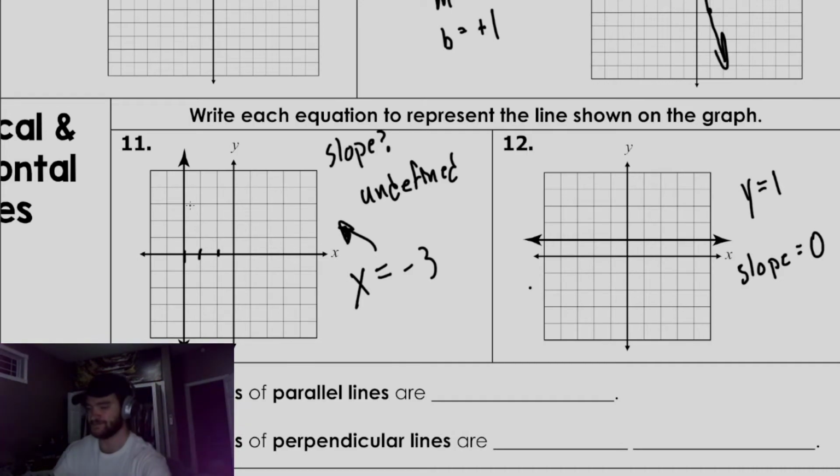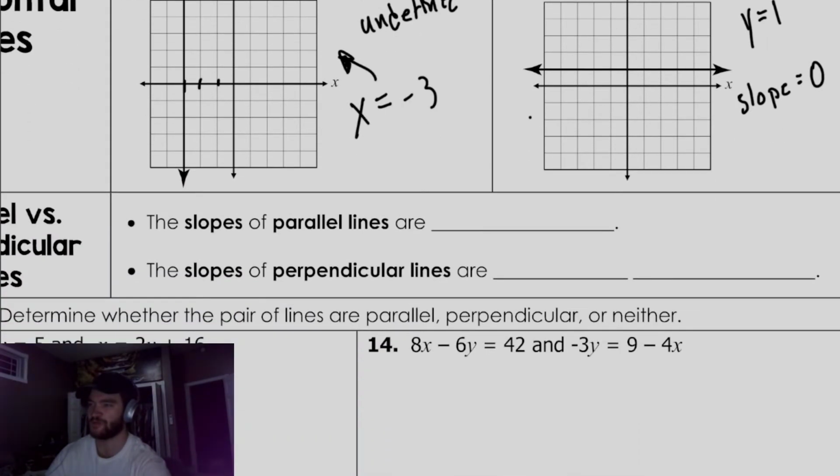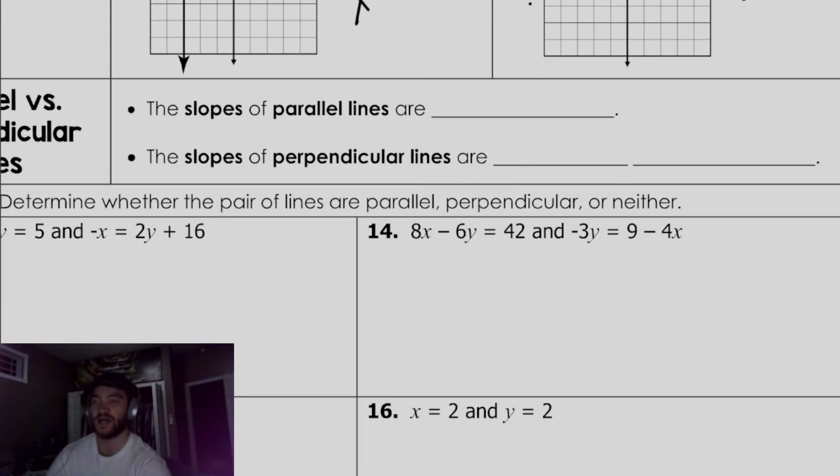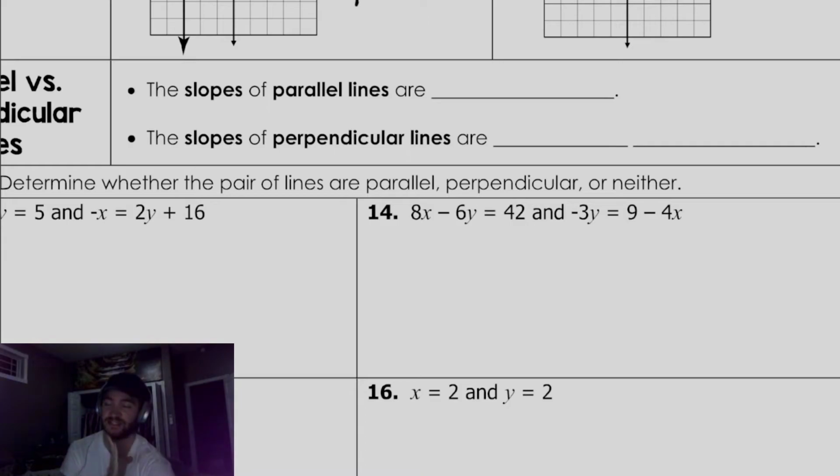Okay, let us do parallel versus perpendicular. I know we're flying through this, but you can pause at any time. Try to see what you can do. I'm going to post this on our Google Classroom, the whole thing filled out, so don't worry about that. This is just a real quick video.